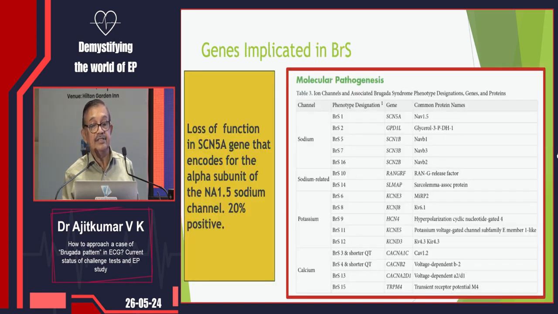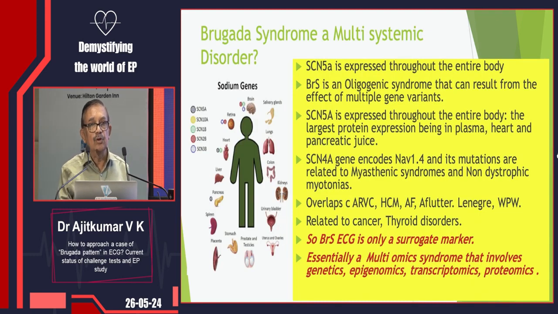Now, what are the genes implicated in Brugada syndrome? The typical gene implicated is the loss of function in the SCN5A gene that encodes for the alpha subunit of the Na 1.5 sodium channel, but it's positive in only 20% of patients. But look at the number of other genes and channels which are affected in Brugada syndrome. So Brugada syndrome is not just a genetic mutation of one single gene, as you can see. So this is an interesting and important slide for people who are interested in Brugada to look at.